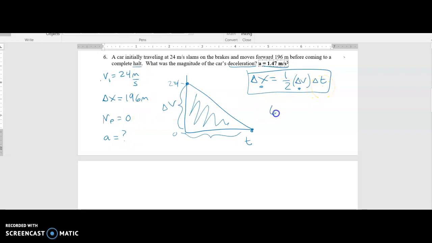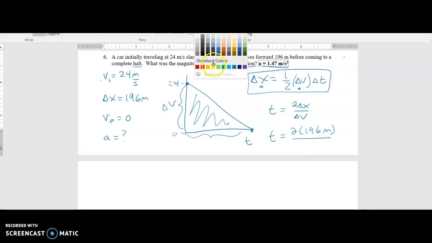So I'm going to rearrange that, and I'm going to get 2 delta x over delta v. That's some algebra. If you're having trouble with the algebra, come see me or your math teacher. So here, t is going to be 2 times 196 meters, because that's our displacement, and we're going to divide that by the velocity change. We'll keep it positive. For changes in time, you can keep it positive. It gets confusing when you start messing with that stuff. So divided by 24 meters per second.